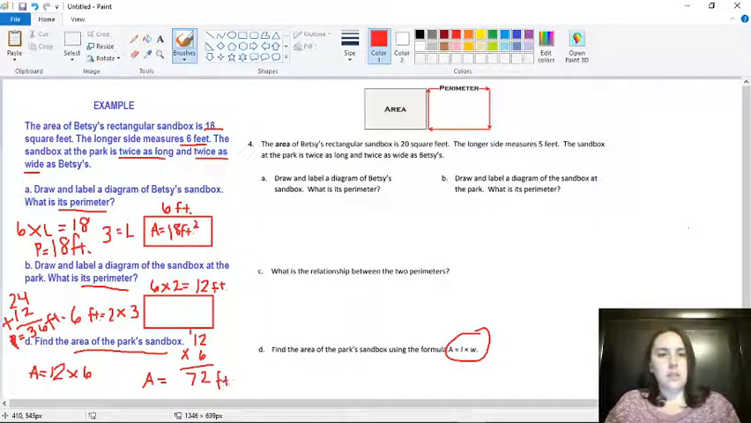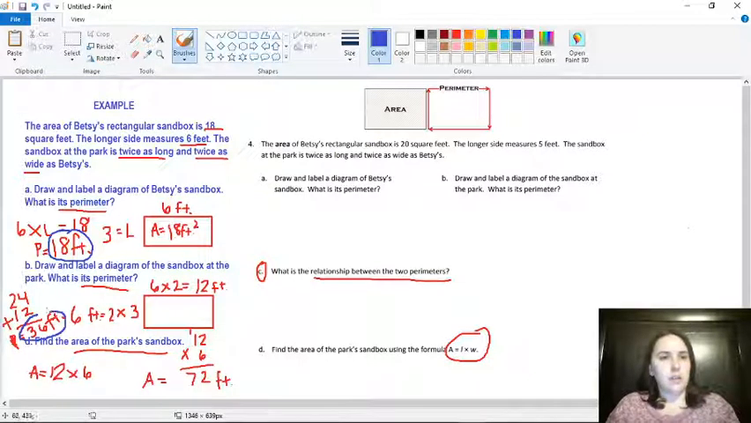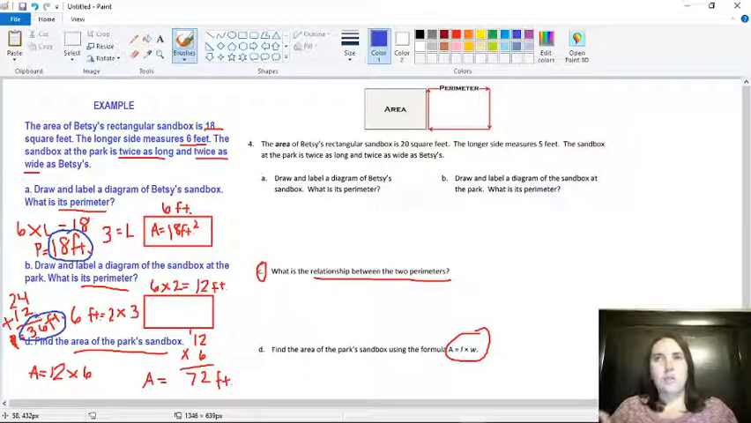Now, the reason that I skipped question C is because this is kind of an individual, what-do-you-think type thing. What do you notice? I can't tell you that, because then I'm telling you what I notice, and then you'll notice what I notice instead of noticing on your own. Question C asks, what is the relationship between the two perimeters? They want you to look at this perimeter for mine, which is 18 feet, and this perimeter, which is 36 feet. They want you to find how they are related to each other. What do you notice about those two numbers, 18 and 36?